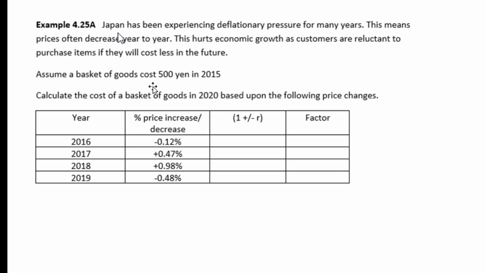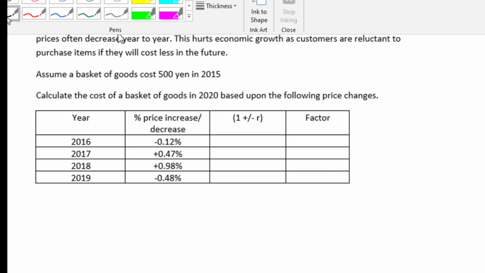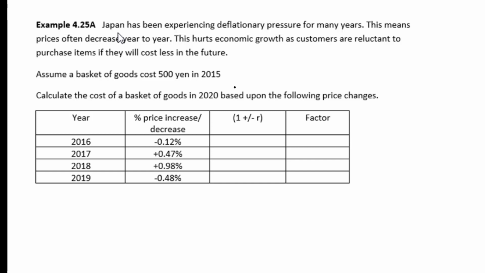Assume a basket of goods costs $500 in the year 2015. So this is our basket of goods in Japan. And we're going to use dollars instead of yen, just $500 in 2015. And we're going to look at how this basket of goods went up over these years.